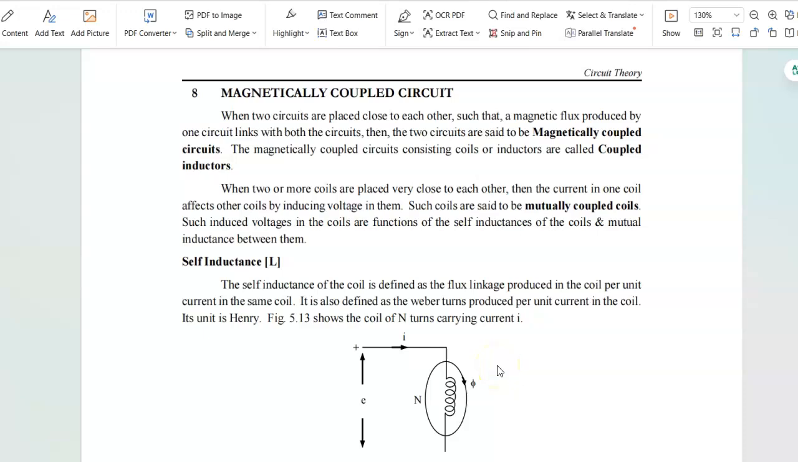Hi everyone. In this video, we will see what are magnetically coupled circuits, self-inductance and mutual inductance. So first, what are magnetically coupled circuits?